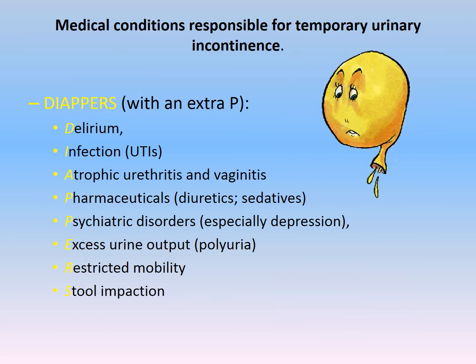So medical conditions that are responsible for temporary urinary incontinence, think about diapers with an extra P added to it. So delirium, which we know is often temporary, short-term, unlike dementia that's long-term. Infections such as UTIs, atrophic urethritis and vaginitis, which tends to occur after menopause. Pharmaceuticals, certain medications, of course, diuretics, cholinergics, sedatives, muscle relaxants, psychiatric disorders such as depression, people that have excess urine output, say because of diabetes, so they have polyuria, patients who have restricted mobility, and patients who have stool impaction, putting pressure on the bladder.